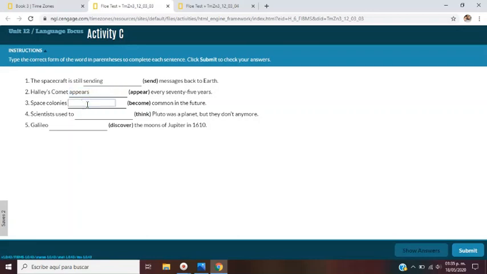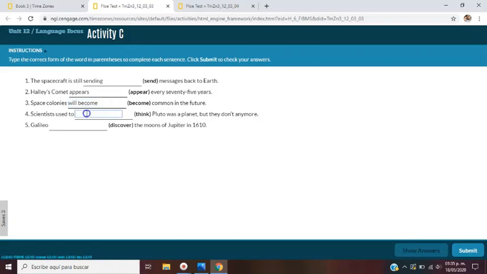3. Space colonies common in the future. So we are talking about a prediction without evidence, because remember, when we have evidence it is going to. So that's why I'm going to write will become.